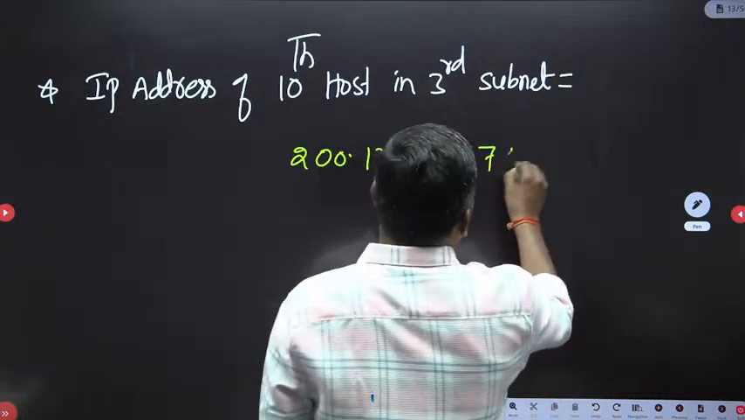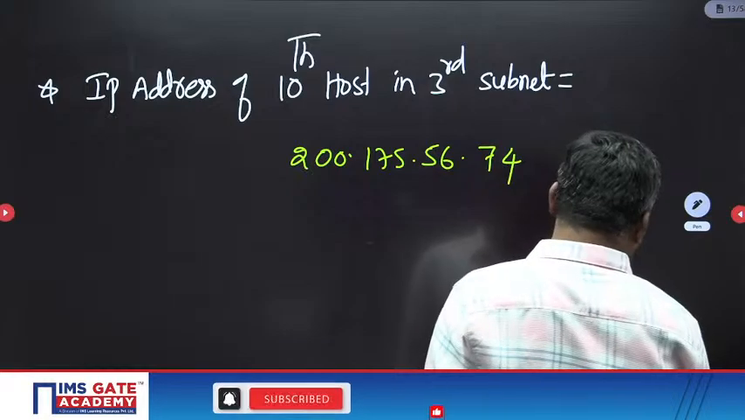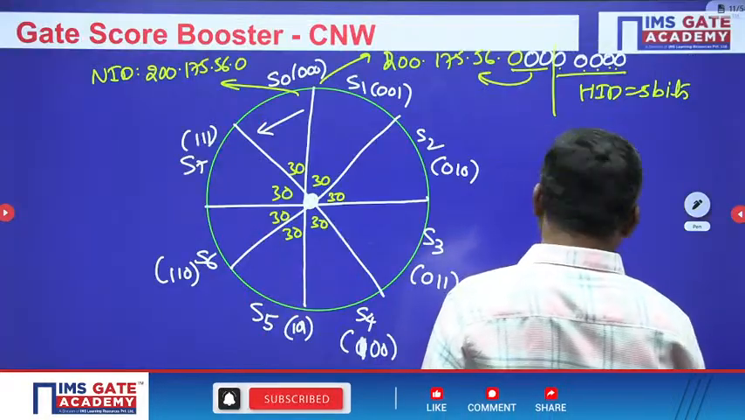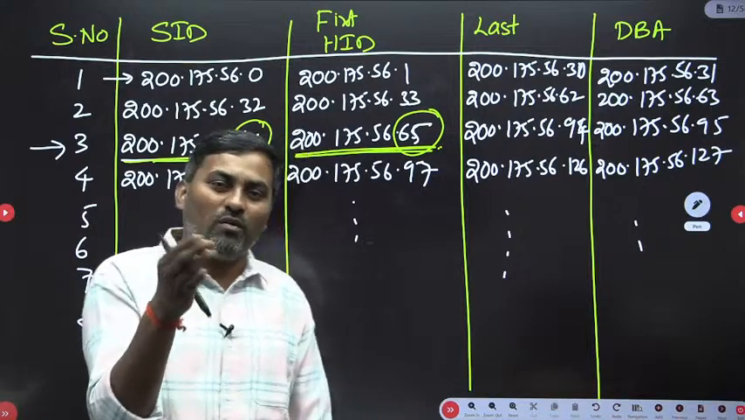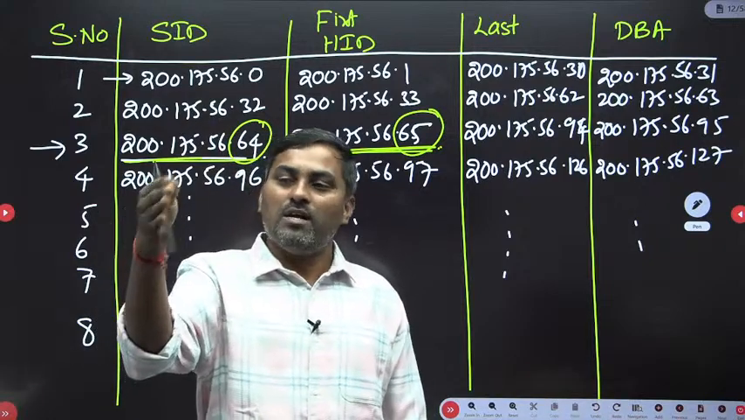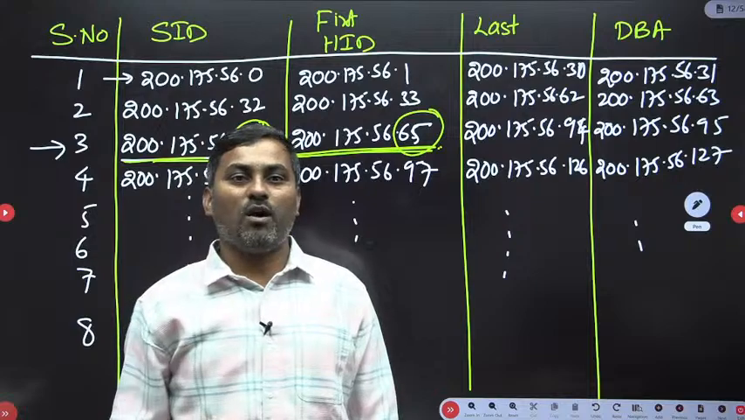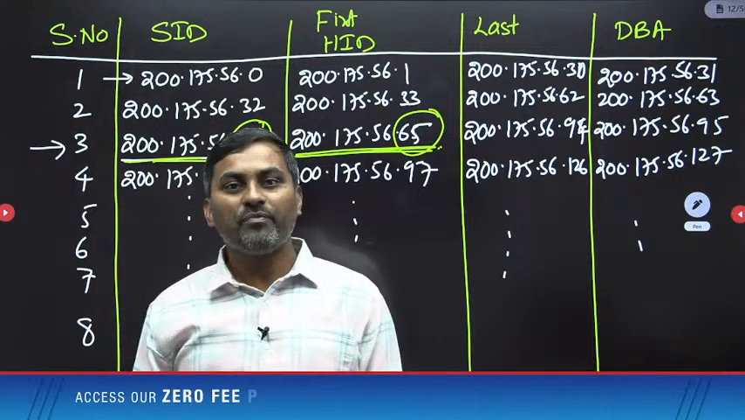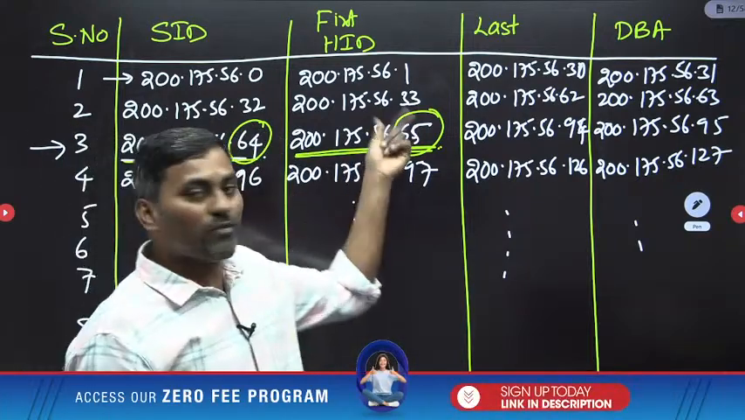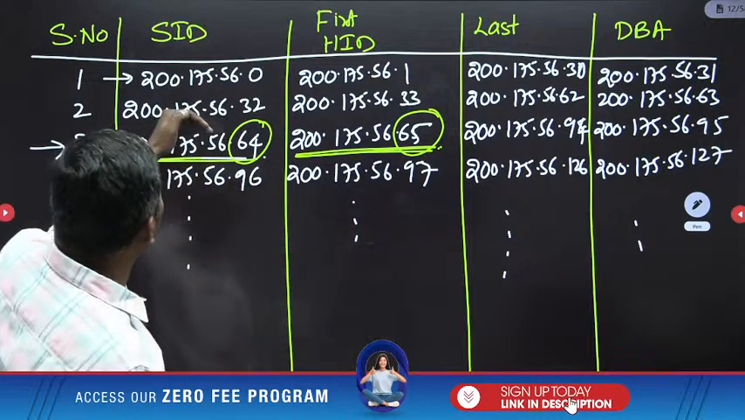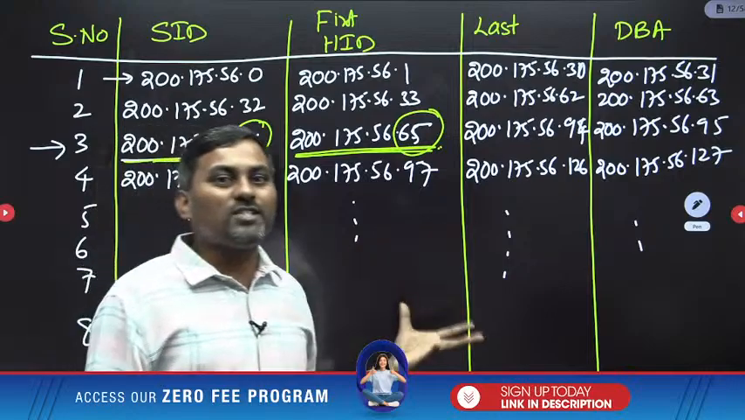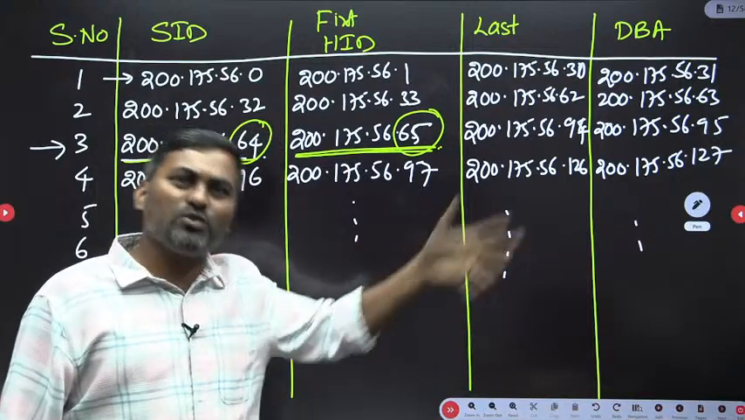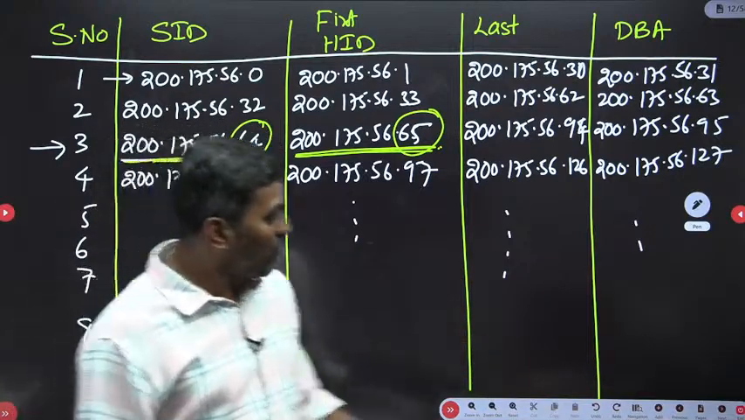This is 74. Always please understand, if the question is related to host ID, always go with the host number given: subnet ID plus the count. Subnet ID onwards you count it. If you take first ID onwards, you will get confused. Simply add that number to the subnet ID and you will get the answer. So like this you should observe the given data, and various questions come from it.